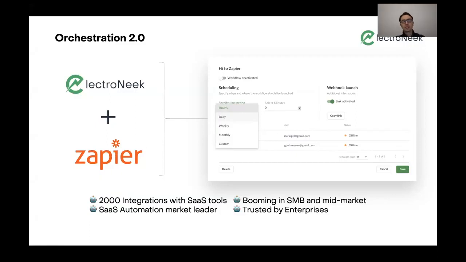So we decided that that's the tool that made the most progress coming from the SMB segment to enterprise. Zapier works with companies like Fox News, for example. So they're trusted by enterprise. And by bridging together RPA and Zapier, we can really unlock these synergies, not only in mid-market, but also expand our presence to SMB and expand Zapier's presence to enterprise.